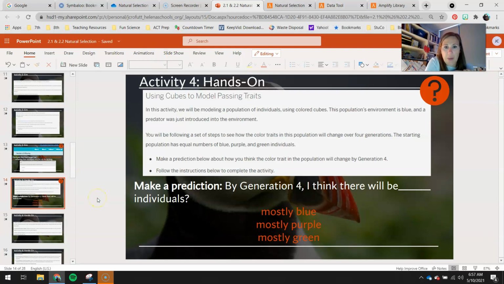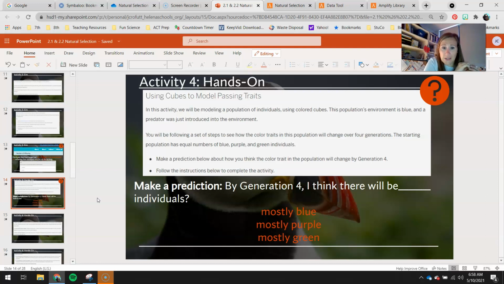So, using cubes to model the passing down of traits. In this activity, we will be modeling a population of individuals using colored cubes. Each cube represents an individual with a different trait. So different colors, different traits. This population's environment is blue, and a predator was just introduced into the environment. So again, they're living in a blue environment, and now there's a predator in that environment.